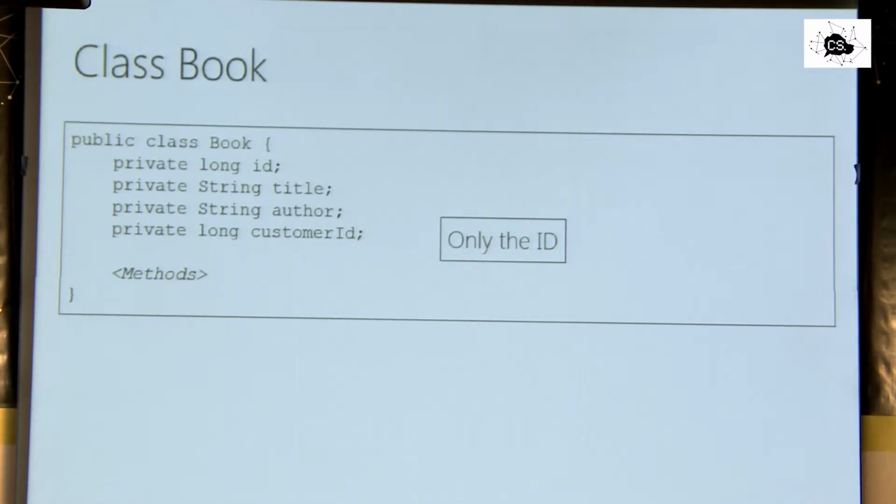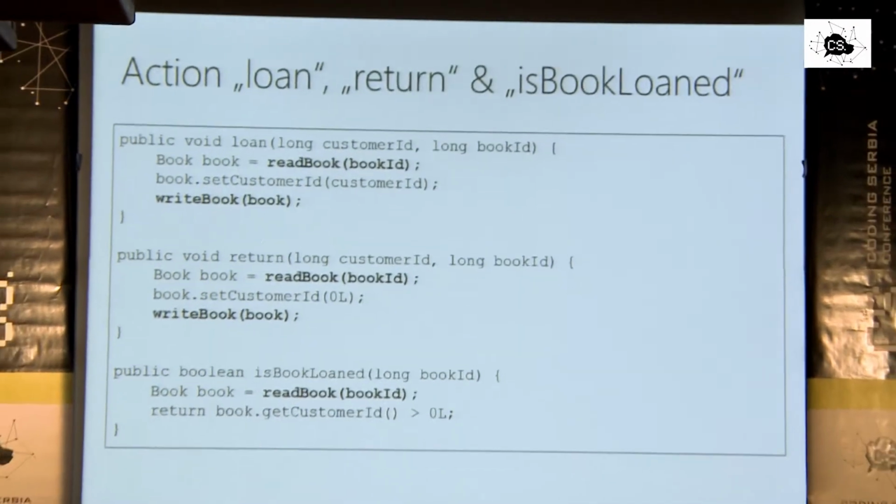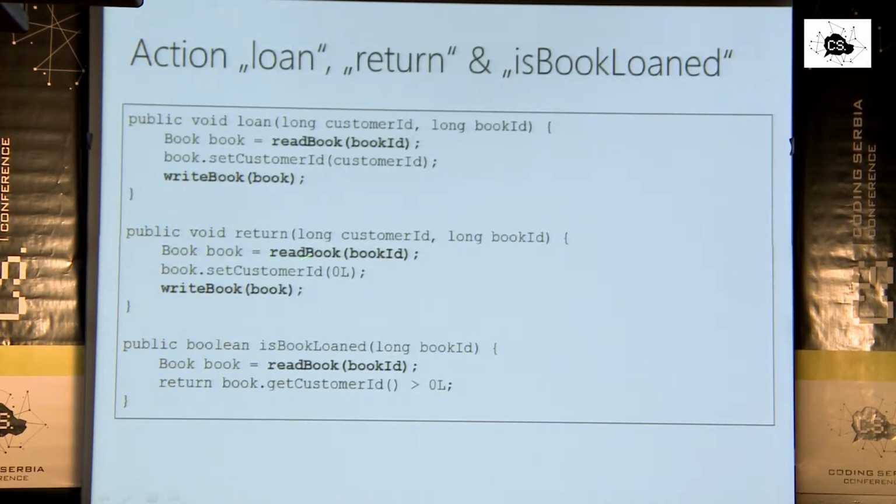Right. Okay. Now how's the code looking? If I want to read a book, loan a book, so I start reading the book first and then doing the modification, which is setting the custom ID and then writing it back. By the way, this is quite a good pattern which you should use most of the time in NoSQL databases, the read, update, write pattern. That's quite familiar there.